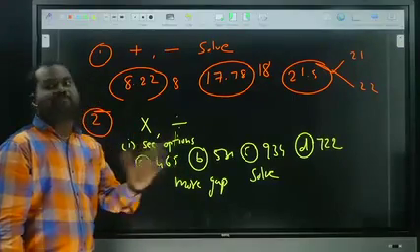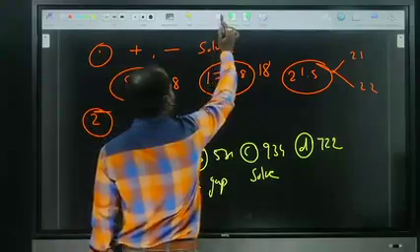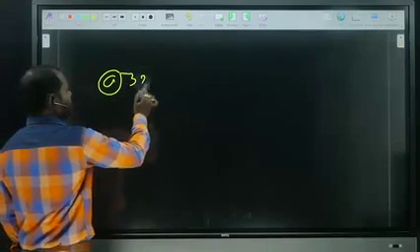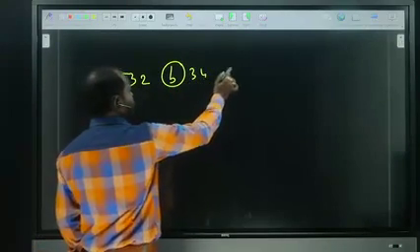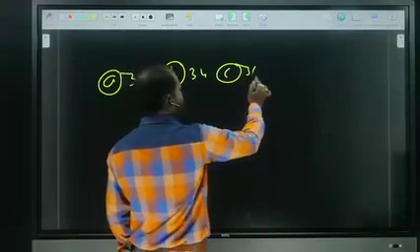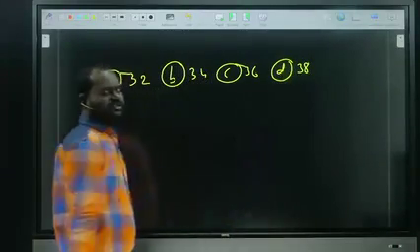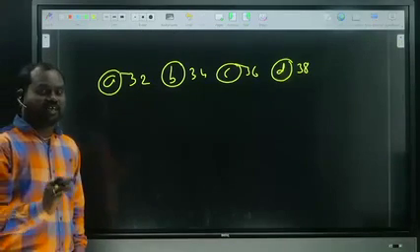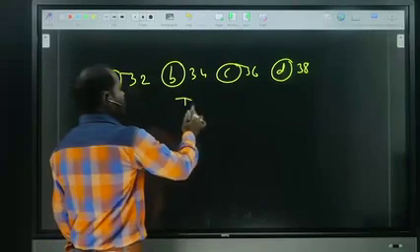options will be very near to each other. How it is means, for example, sometimes they will give the options like this. Option A 32, option B 34, option C 36, option D 38. Options are like this: 32, 34, 36, 38. When our options are very close to each other, then don't solve the question. Skip that.